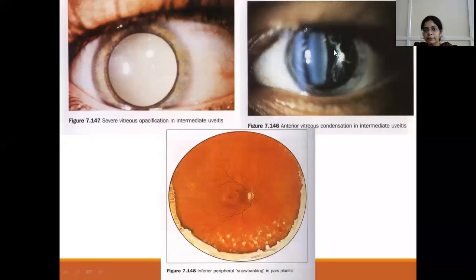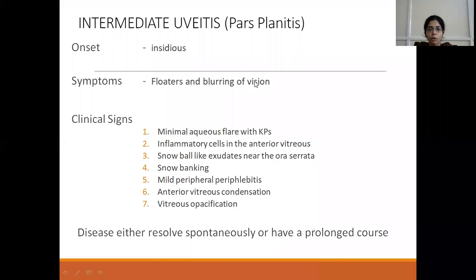Now you can see in this part there is severe condensation of vitreous, where all the vitreous fibrils are aggregating together to form this vitreous condensation. Usually the vitreous is in a jelly-like state or a gel-like consistency normally. So all these things will start happening in intermediate uveitis.